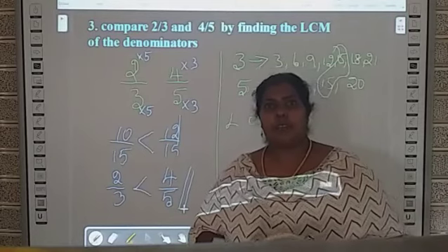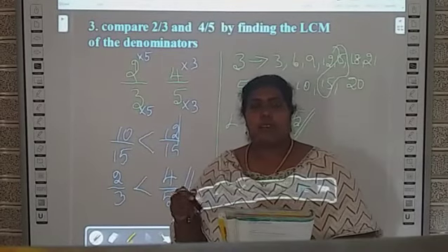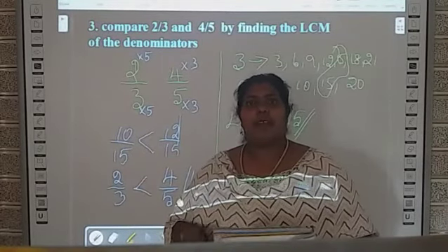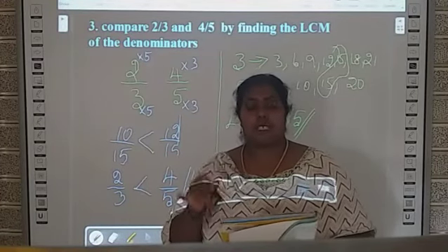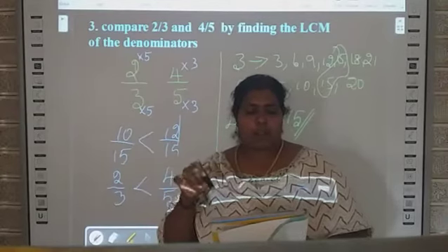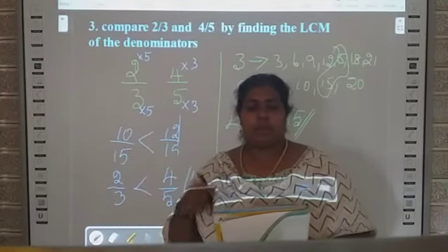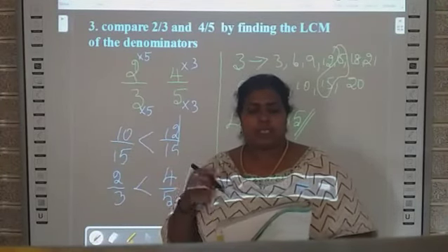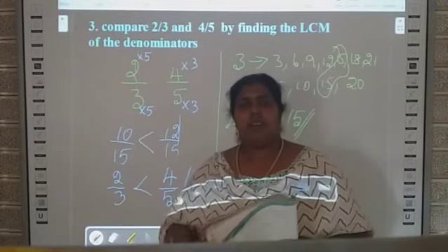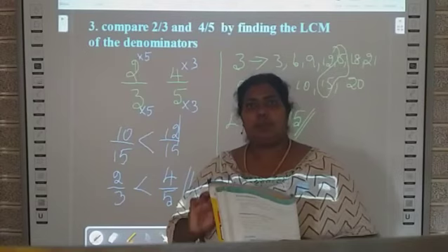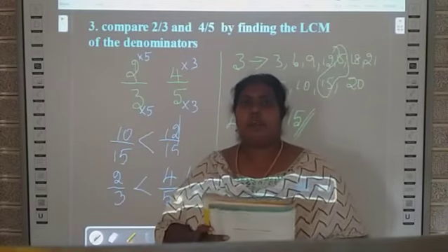So now what are you going to do? Your homework is exercise 6.3, page number 75, question numbers 1 and 2. Compare the given unlike fractions, then insert the correct symbol: less than, greater than or equal. Please try to complete these two questions. If you have any doubt, please contact me.